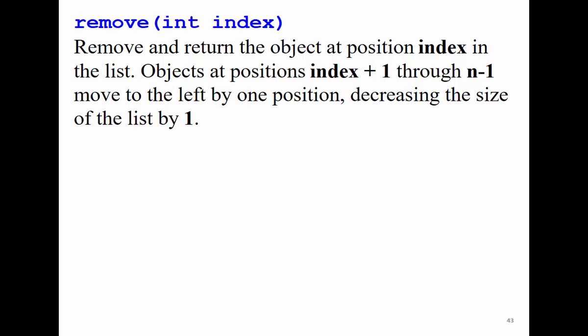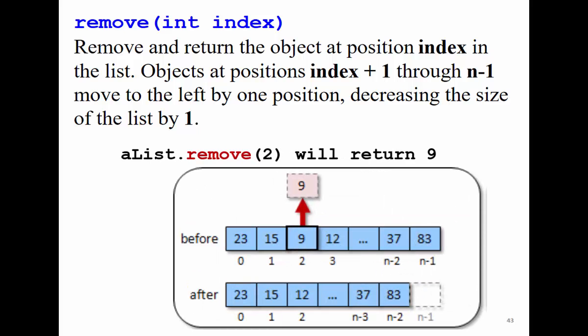Remove from a certain index. You give me the index. You want to remove the object. I will return the object back to you, but I will reduce the size by 1. Simply remove the element at index 2. It will return 9 in this case. Before. After, you can see the element is removed and the list is reduced in size.